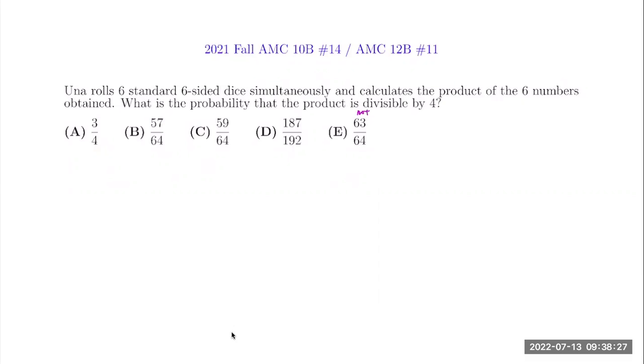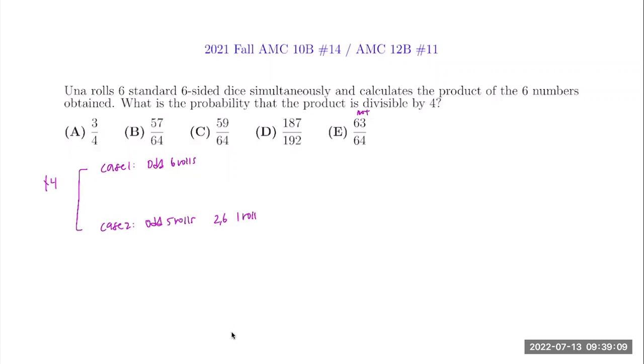Well, the only way that can happen is either one case when all 6 rolls are odd. Then we will not get a multiple of 4. And then we have another case, our case 2, where we have odd for 5 rolls. And then our last roll, or one of our 6 rolls, is going to be an even number that is not divisible by 4, but is divisible by 2. So that will be either 2 or 6. So these are the only cases that we can get a product not divisible by 4.